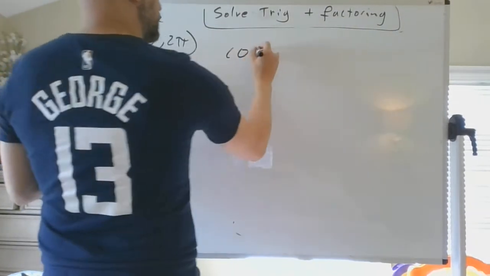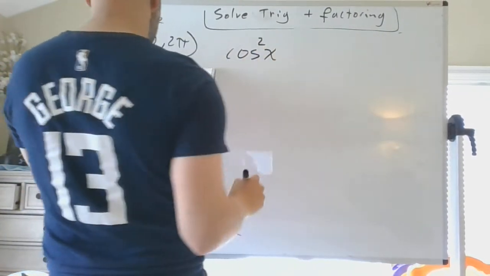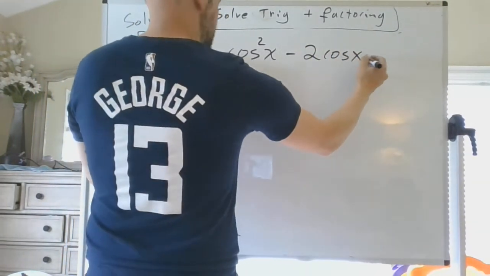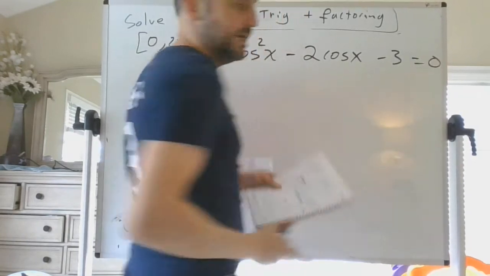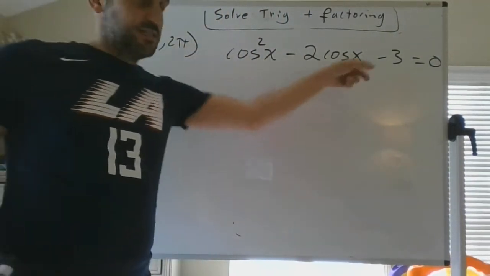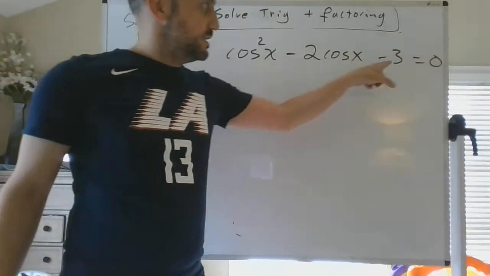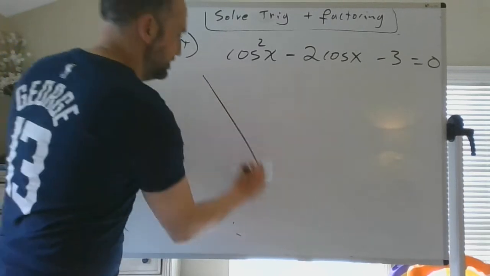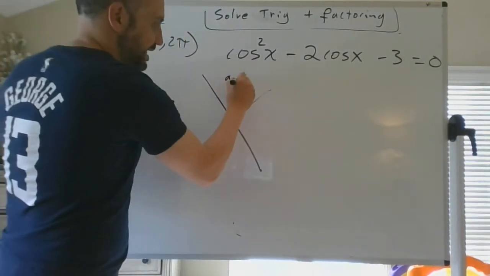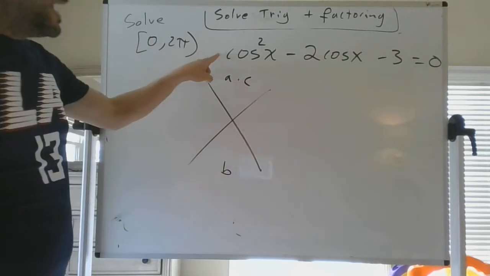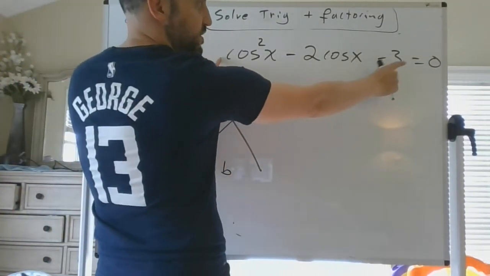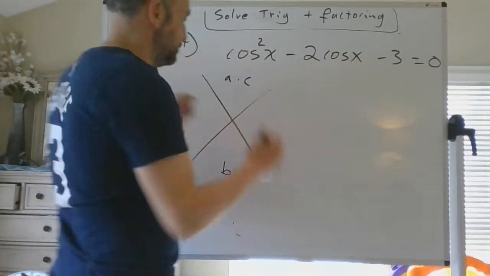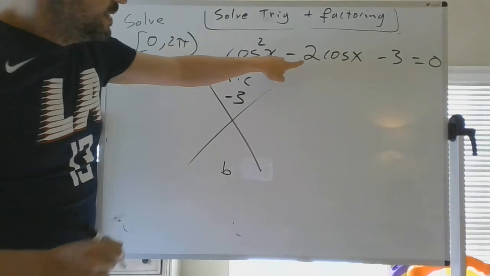We have cosine squared x minus 2 cosine of x minus 3 equals 0. A couple things that are easy about this. It's already set up. It's in standard form, A, B, C equals 0. Boom. It's a trinomial ready for the x method. A times C goes up here, B goes down here. A is 1, C is negative 3. A times C is negative 3. Our B is negative 2.